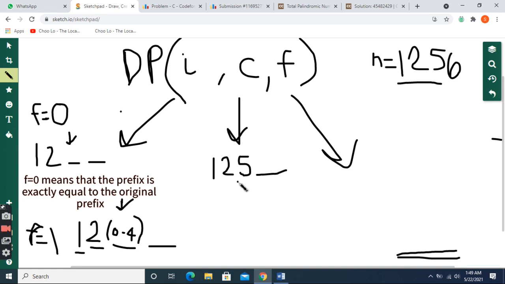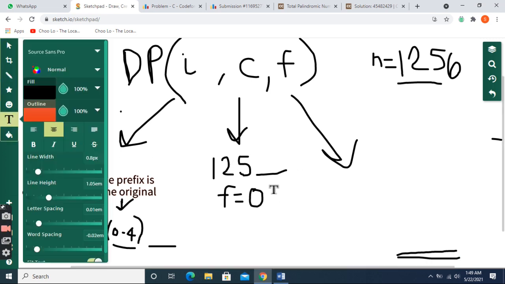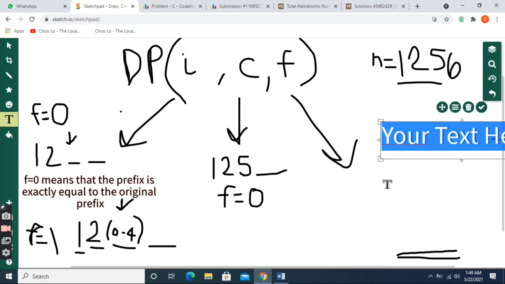But now the difference is that F will remain 0 in this case, right? Because now I have maintained that the prefix is exactly equal to the original prefix. So that is why F will remain 0. So the last case is when F is equal to 1.